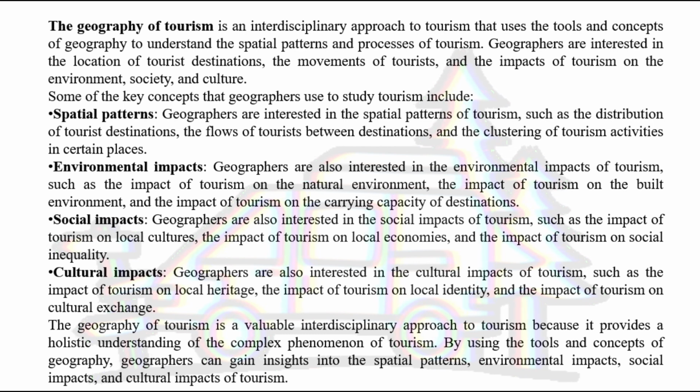Cultural impacts. Geographers are also interested in the cultural impacts of tourism, such as the impact of tourism on local heritage, the impact of tourism on local identity, and the impact of tourism on cultural exchange.